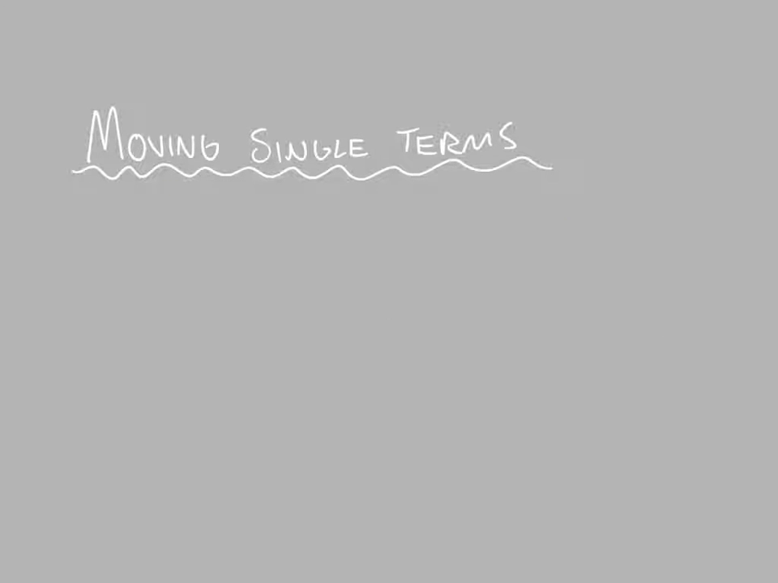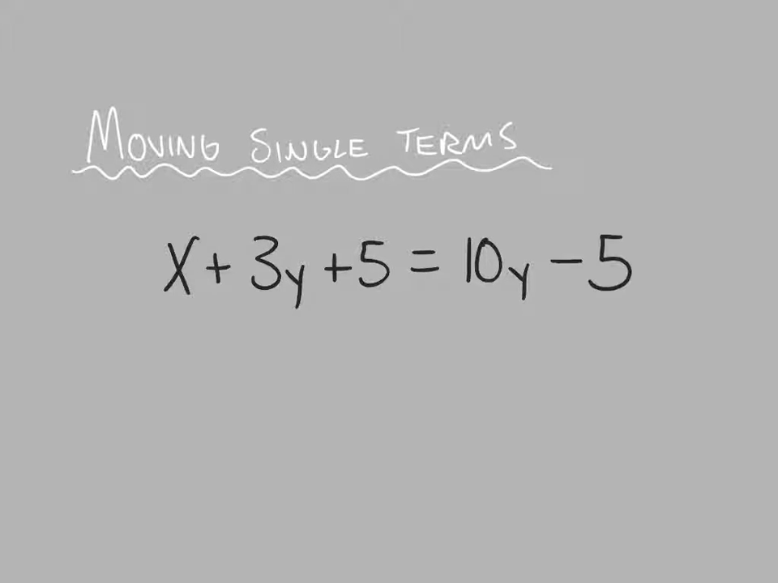Let's look at one more, and that's going to be x plus 3y plus 5 is equal to 10y minus 5. In order to isolate our x, right now there are two different terms that we need to move, our 3y and our 5. And let's move them one at a time. Let's start with our 3y.